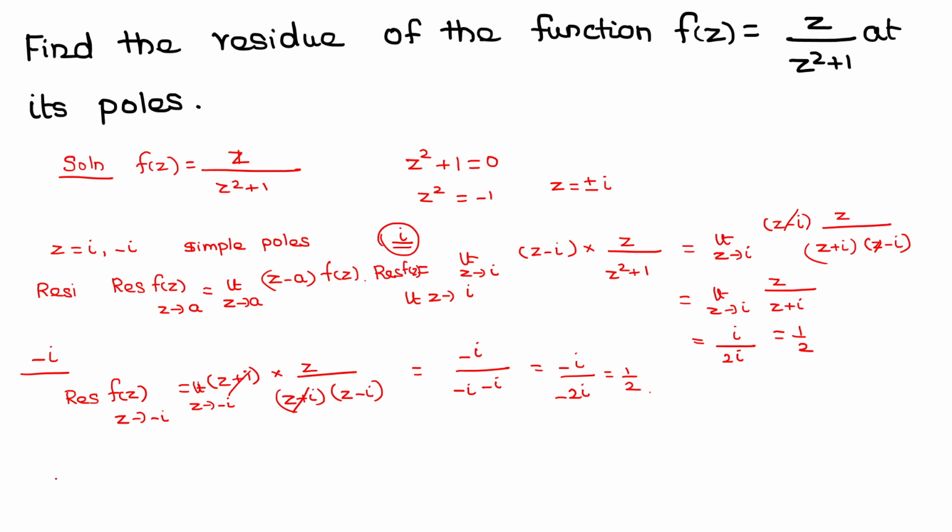So finally I got the answer. Poles are simple poles, z equal to i and minus i, and the residues R1 is equal to 1 by 2 and R2 is equal to 1 by 2, corresponding to i and minus i. Next we will see some other problems.